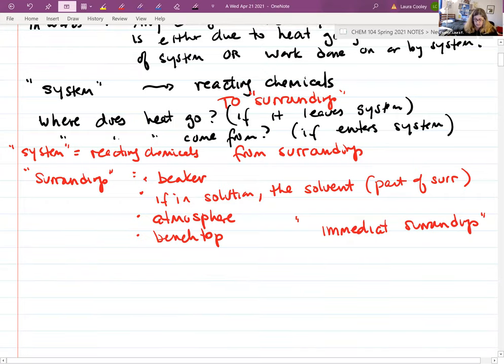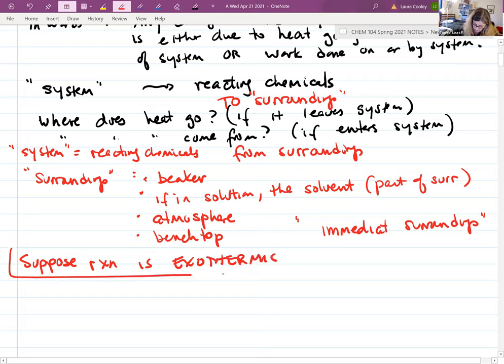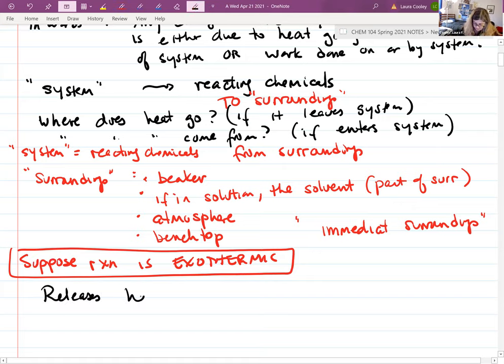So suppose we have an exothermic reaction, okay? So let's suppose that a reaction is exothermic. What does that mean, exothermic? This is something that we use all the time. Exothermic means it releases heat, right? Okay, did somebody answer that?